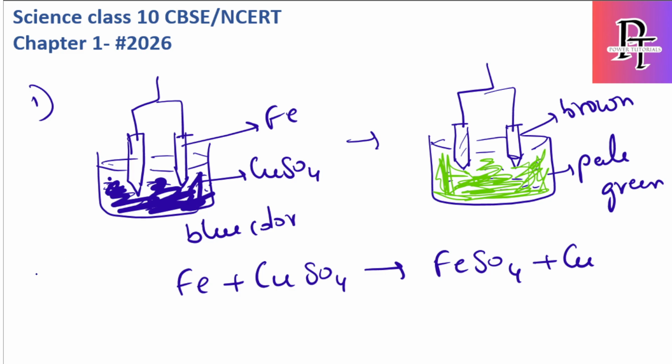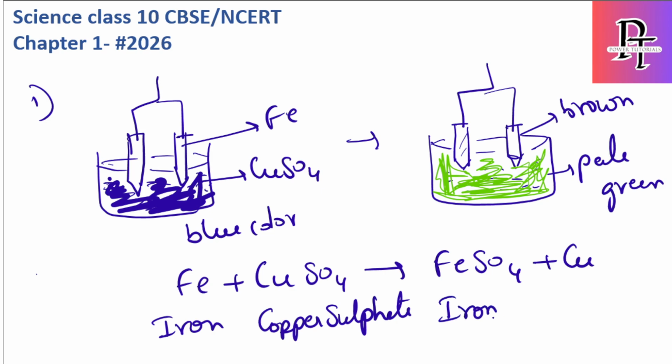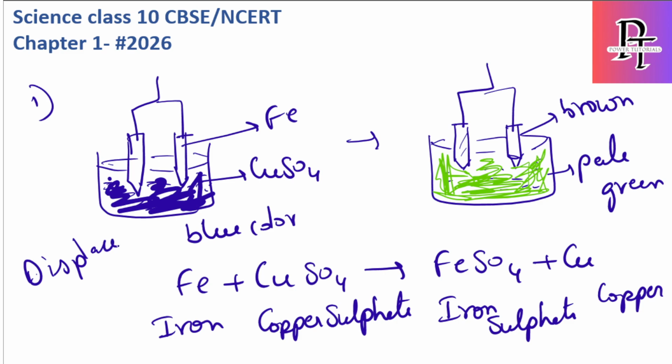Okay, so this is a reaction. You can also write it as iron plus copper sulfate changes to iron sulfate or ferrous sulfate and copper. And if I ask you what this reaction is, it is a displacement reaction, where a higher reactive metal will displace a lower reactive metal from its solution.